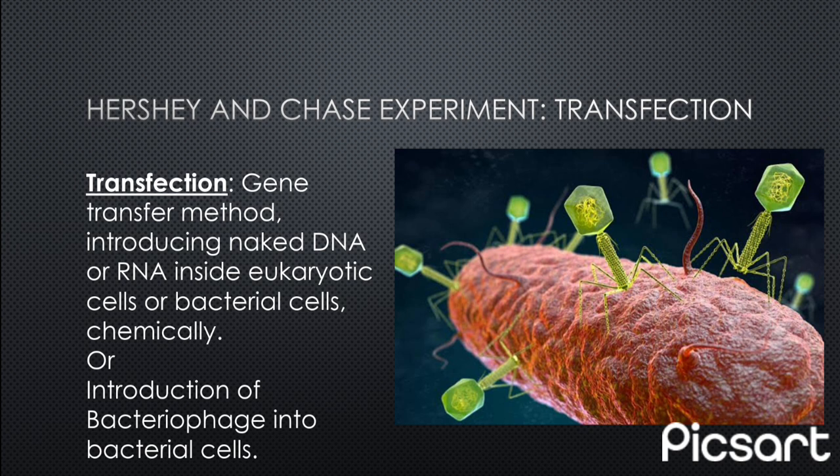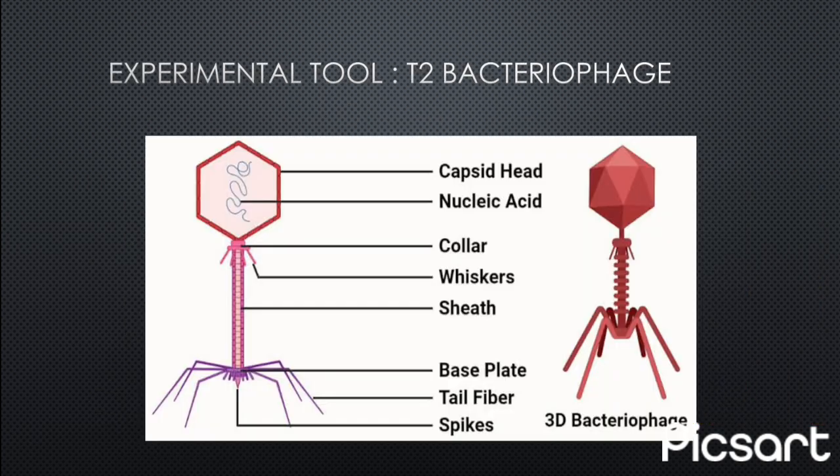Hershey and Chase worked on bacterial infection caused by bacteriophages. That means viruses were infecting bacterial cells, so the term transfection came into existence. It is a gene transfer method in which naked DNA or RNA is introduced inside bacterial cells or eukaryotic cells by chemical means. That means it is the introduction of bacteriophages into the bacterial cells. So this is nothing but the transfection method.